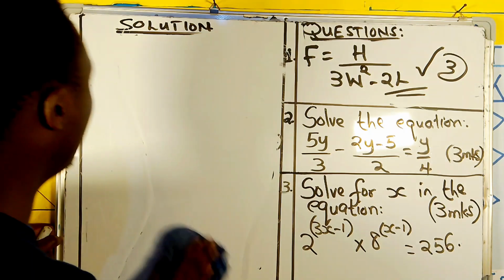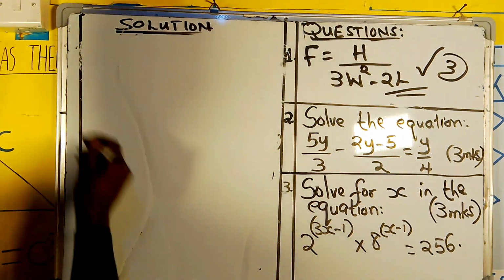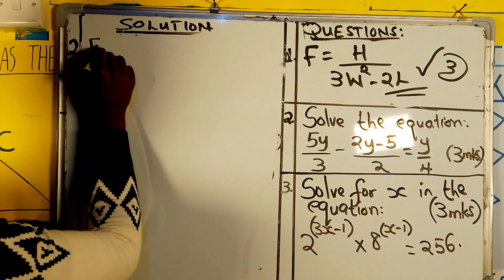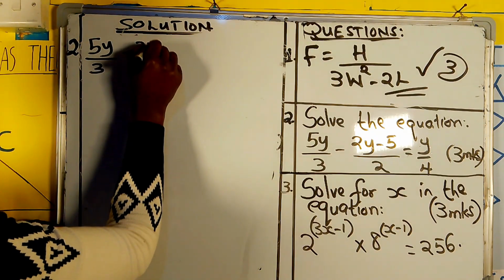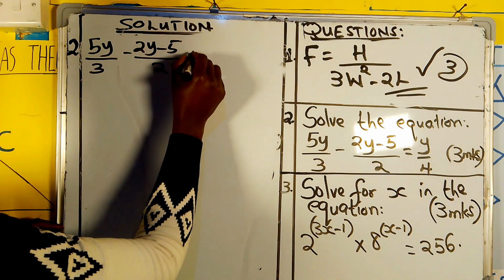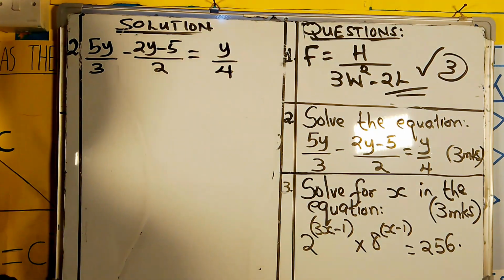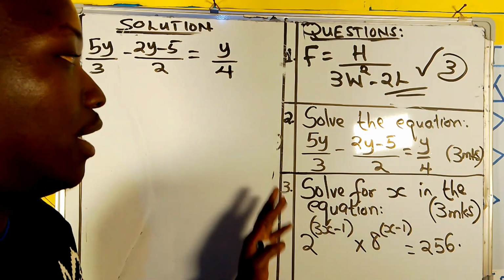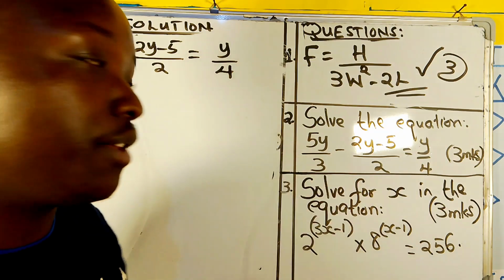So question number 2. We have been told to solve the equation 5y over 3 minus (2y minus 5) over 2 is equal to y over 4. In simple terms, when you are told to solve the equation, we are supposed to determine the value of y.